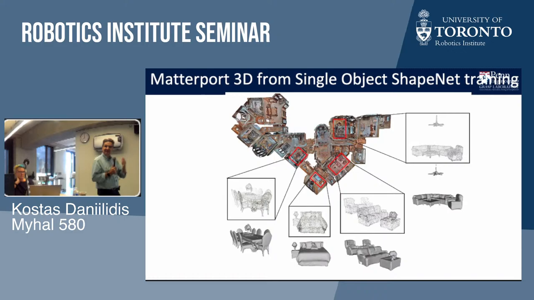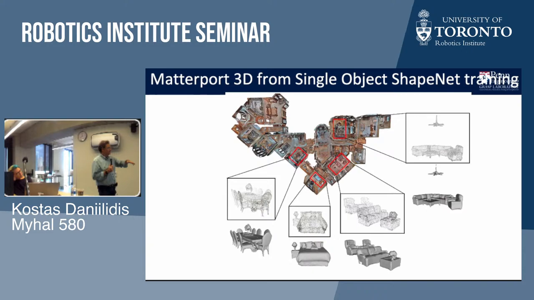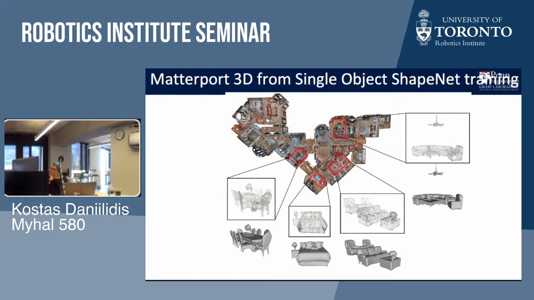I would love to talk more separately about this, where the system has been trained only on individual objects, or SafeNet, and still can reconstruct complicated scenes just by querying the XYZ positions. So where the objects are in any orientation.